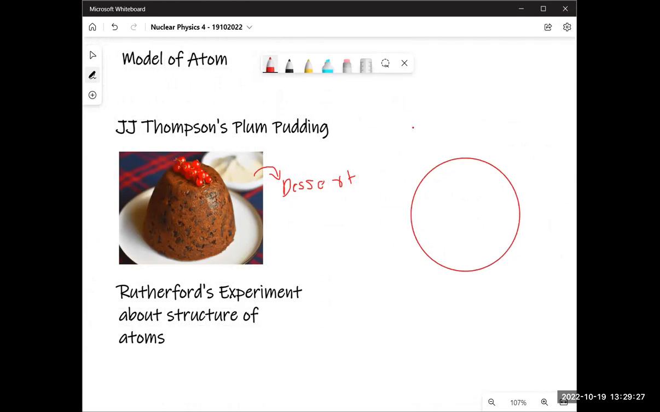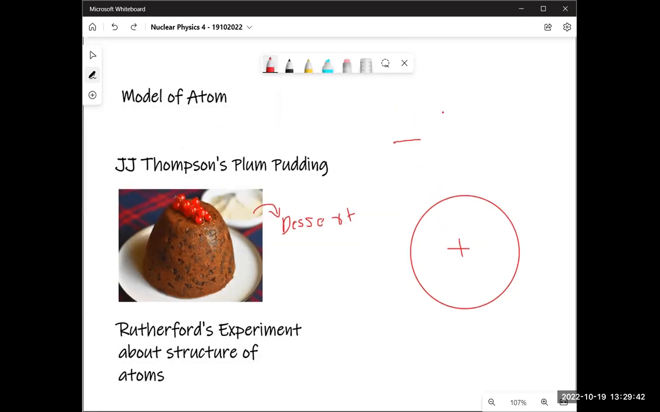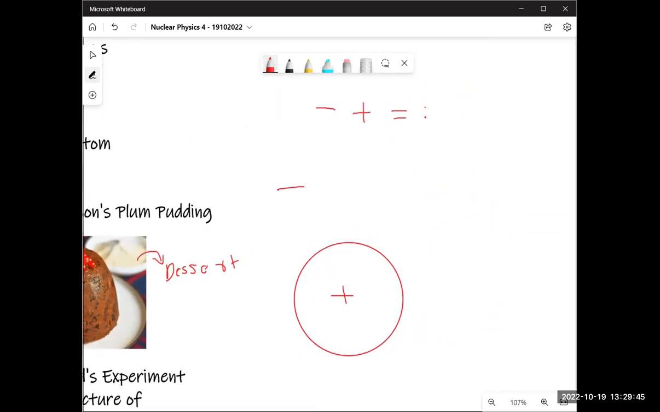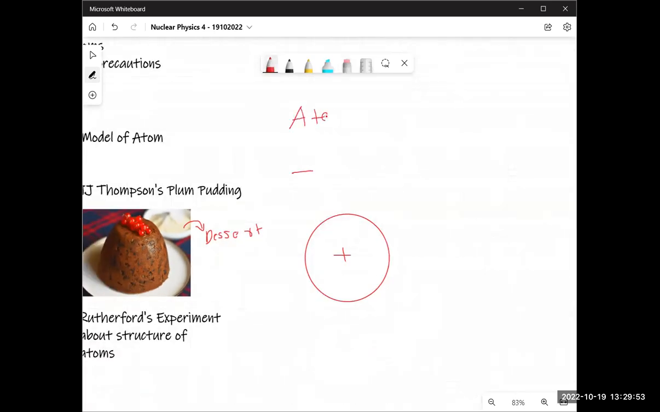Now, the first thing to be discovered about the atoms are that the electrons exist. Well, no neutrons were discovered then. We only knew that atoms must have something positive and something negative as well, because they must cancel out, because positive and negative makes neutral. You add these together, going to become neutral. Because we know that atoms are neutral. So they must have positive and negative charge.